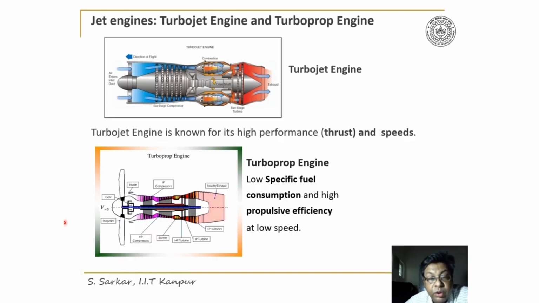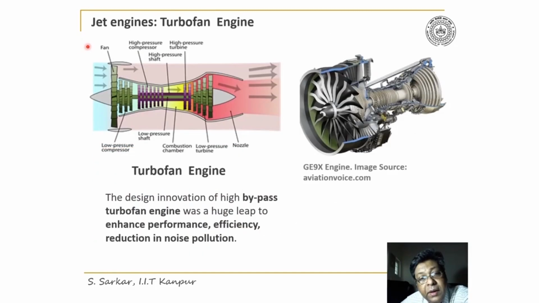The propeller rotates at slower speeds, and the pressure rise in the propeller, that is the pressure gradient that develops, is relatively small, which is sufficient to produce thrust. Now I'll come to the turbofan engine. Turbofan is a combination of turboprop and turbojet engine.